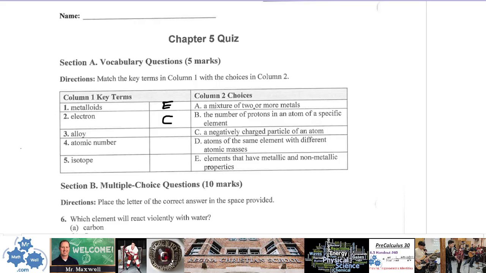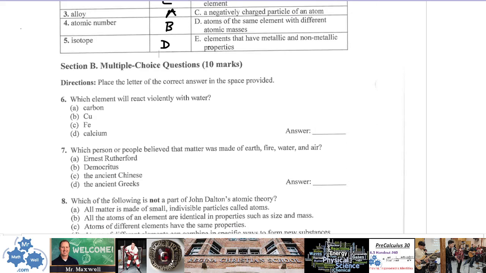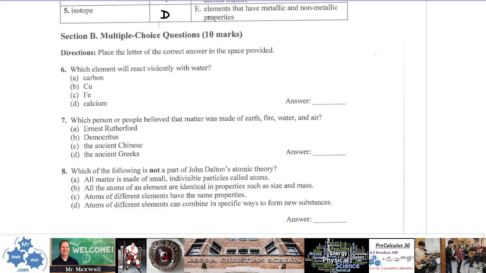So we got A, D. Atomic number is... B. Hey, not now. Let's do this. Isotope is, what's the only one left? D. That's right. Atoms of the same element with different atomic masses. All right. Section B. Let's keep going.